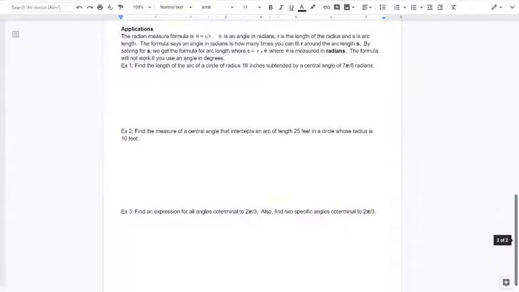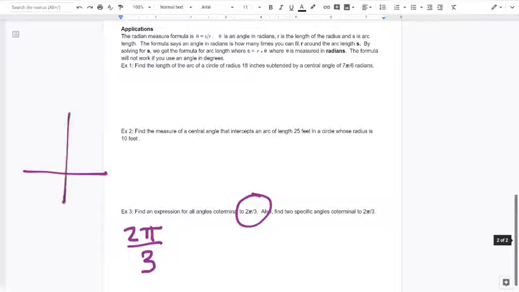The last example here says to find all angles coterminal to 2 pi over 3 and also two specific angles that are coterminal to 2 pi over 3. Now, 2 pi over 3 is the angle given in radians. Since there's no degree symbol here, we're going to assume that it's given in radians. Coterminal angles are, if this is 2 pi over 3, then any angle that has the same terminal side will be coterminal.